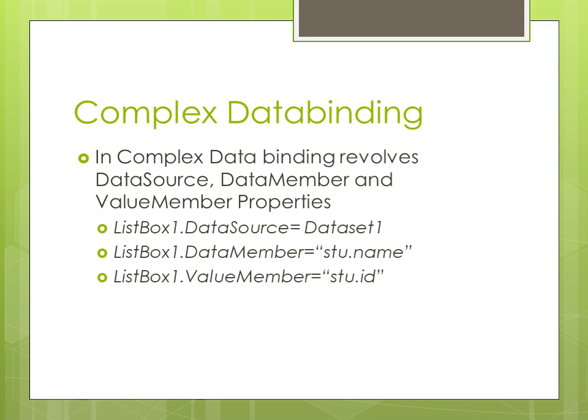So in this binding we need three properties, that is data source, data member, value member. In data source we have to provide our data set name. In data member we have to provide our particular field name. In value member we have to mention our primary key or foreign key of the table.